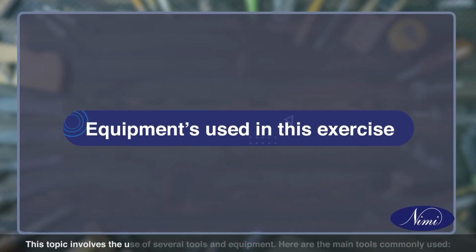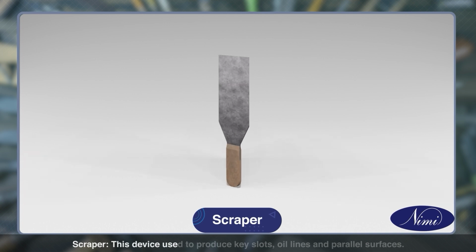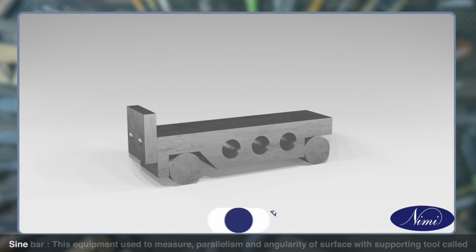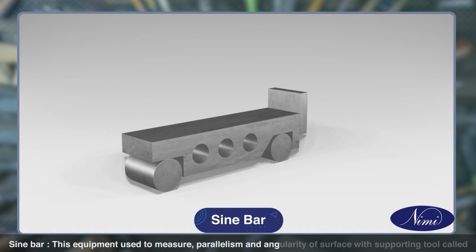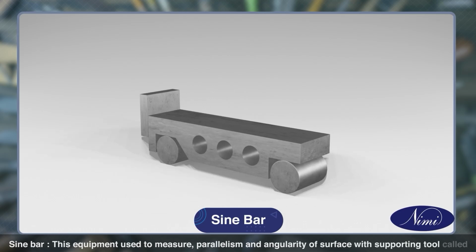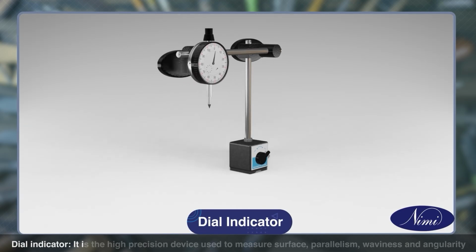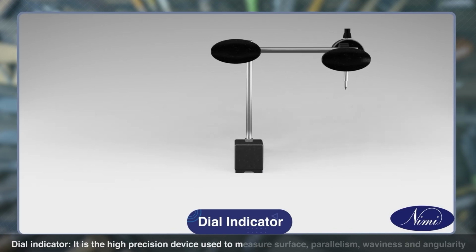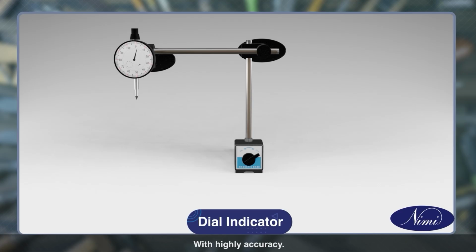This topic involves the use of several tools and equipment. Here are the main tools commonly used. Scraper. This device is used to produce key slots, oil lines and parallel surfaces. Sine bar. This equipment is used to measure parallelism and angularity of a surface with a supporting tool called a dial indicator. Dial indicator. It is a high precision device used to measure surface, parallelism, waviness and angularity with high accuracy.